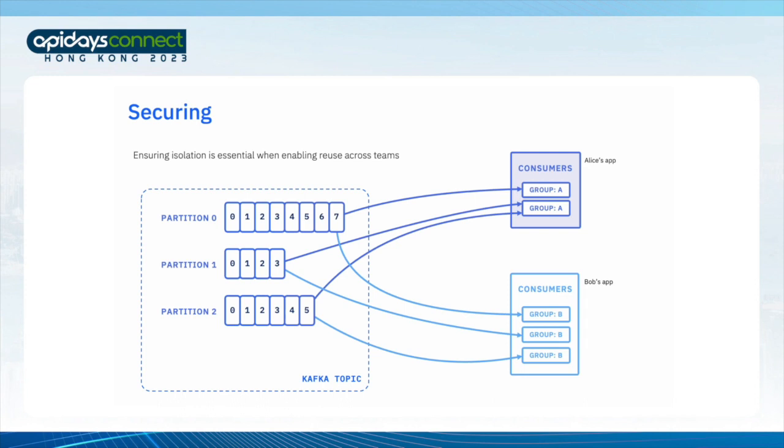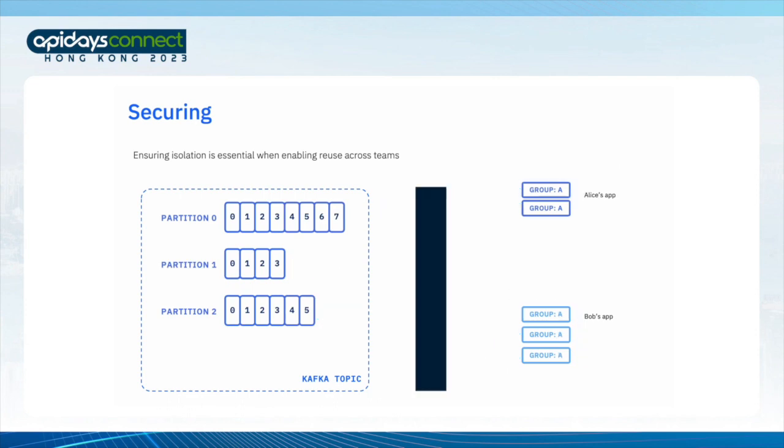Now if they're in the same team, this is fine. They can agree between themselves what they're going to call their apps and what group ID they're going to use to make sure that they don't clash with each other. But that doesn't work in an API management world, where Alice and Bob are in different teams, where they not only don't communicate with each other, but they've never heard of each other.